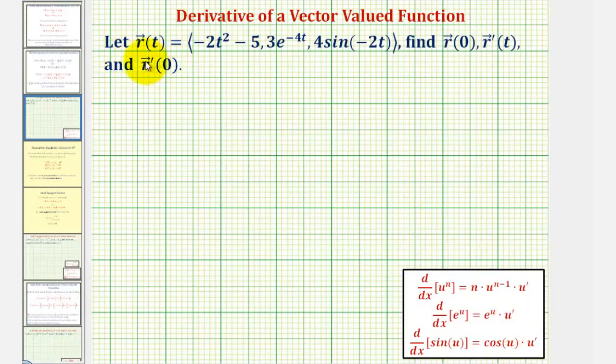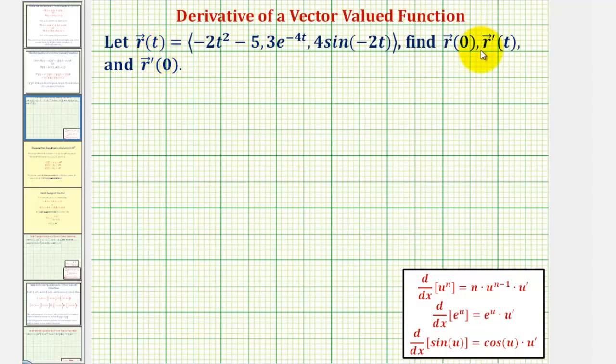We're given the vector valued function r of t and asked to find r of 0, r prime of t, and r prime of 0. Where r of 0 would be a vector where the terminal point of the vector would be one point on the curve given by r of t.